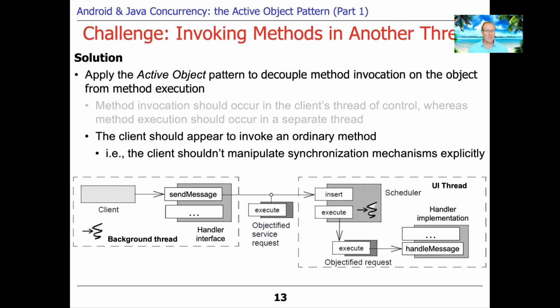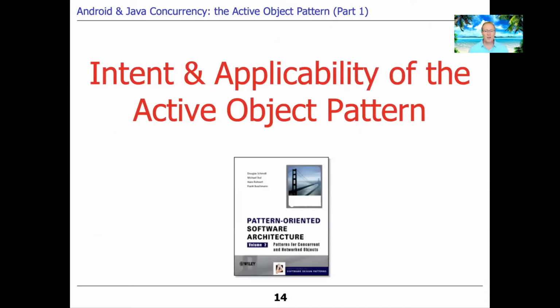And in particular, what that means is that the client should not manipulate any synchronization mechanisms, any reentrant locks, any semaphores, any synchronized statements, synchronized methods. All those things should be completely shielded from it. It shouldn't have to know anything about the way in which the communication is taking place. And that's actually also true of the server as well.